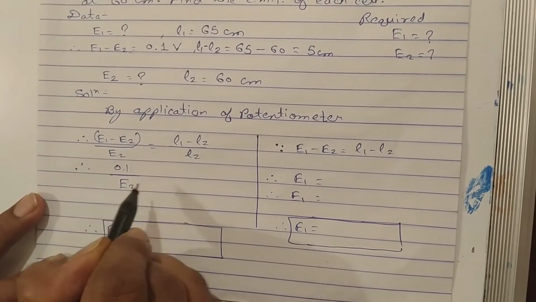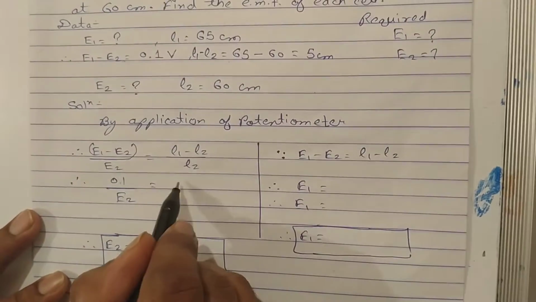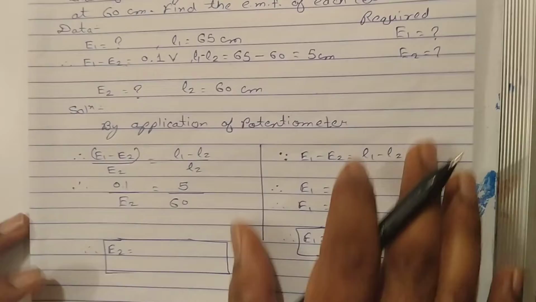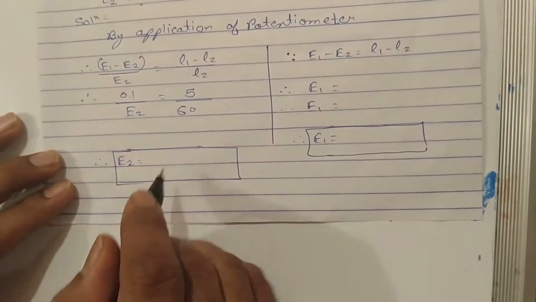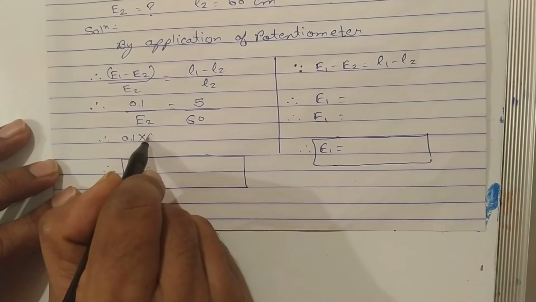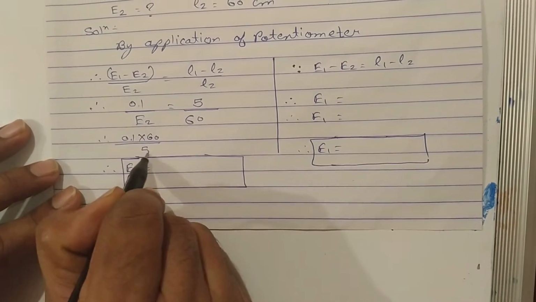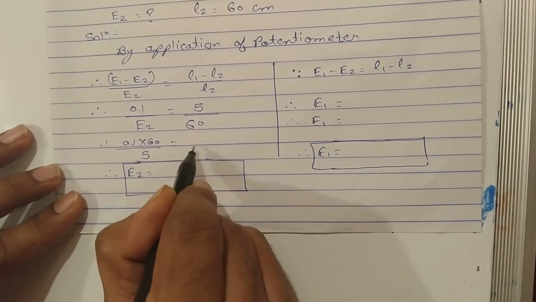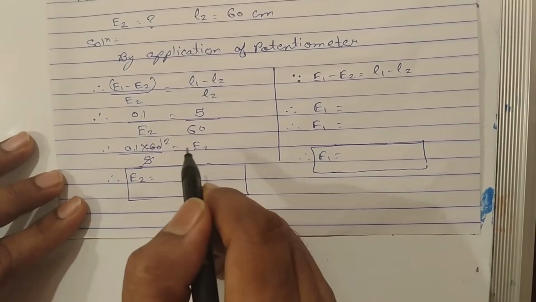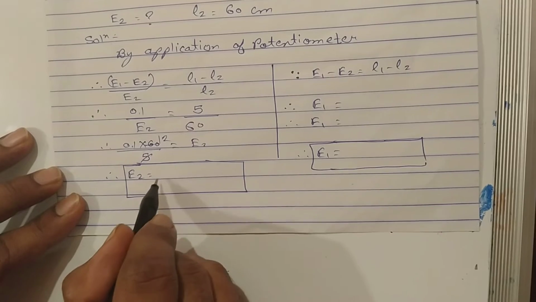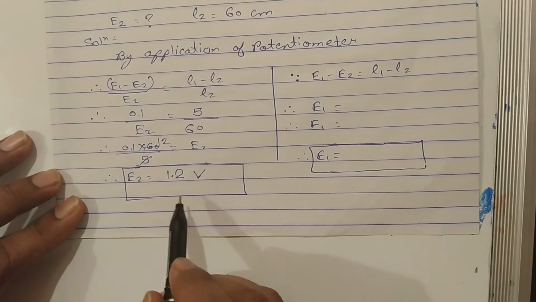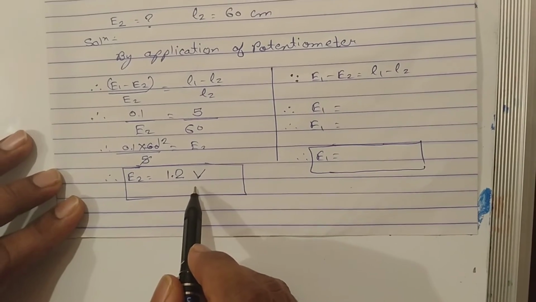Value of E2 we don't know. L1 minus L2 is 5 centimeter. L2 is what? 60 centimeter. We can find easily the value of what? E2. For that, 0.1 into 60 upon what? 5 will give us what? E2. So 5 ones are 5, 5 12s are 60. 12 into 0.1 is what? 1.2 volt. The value of E2 is 1.2 volt.